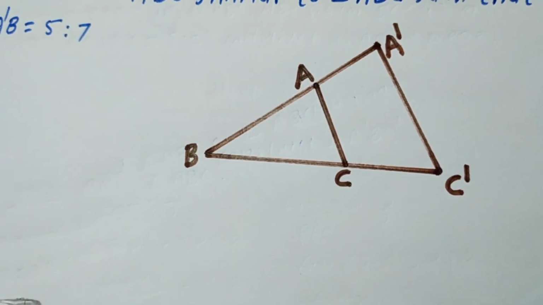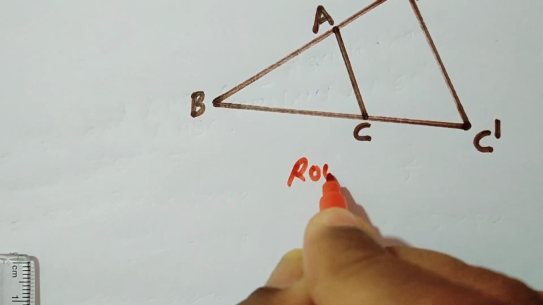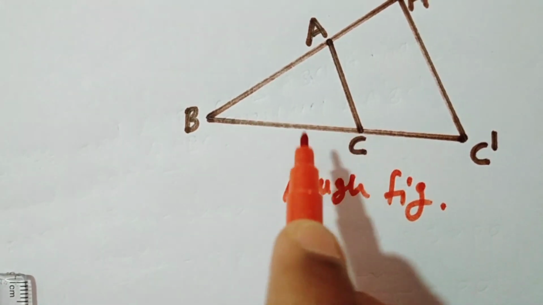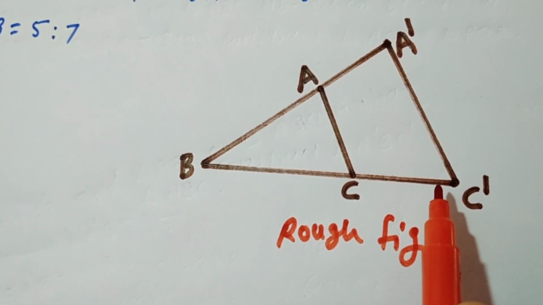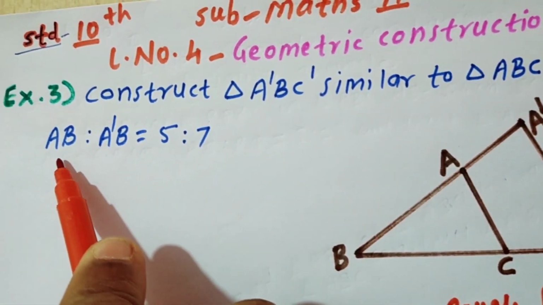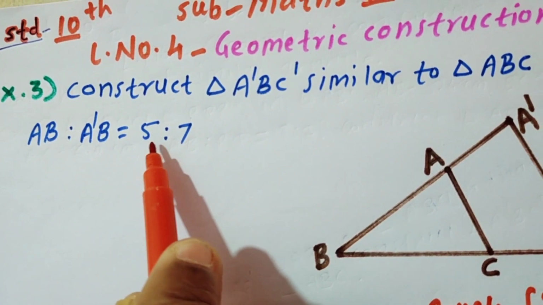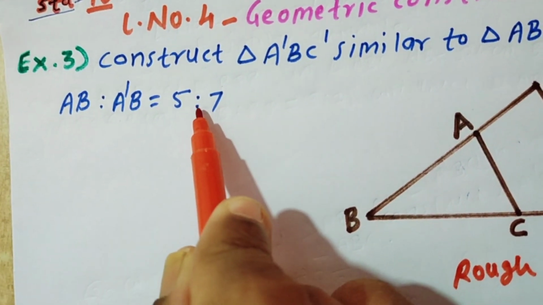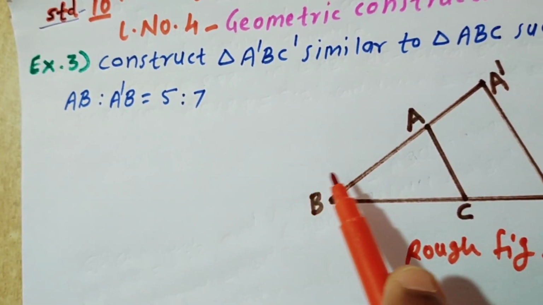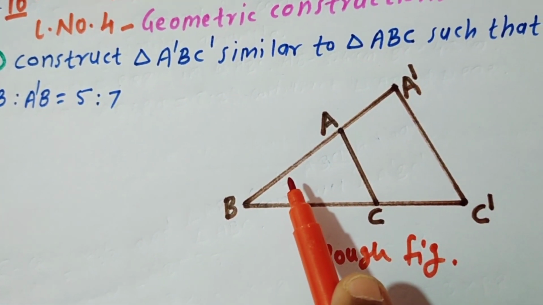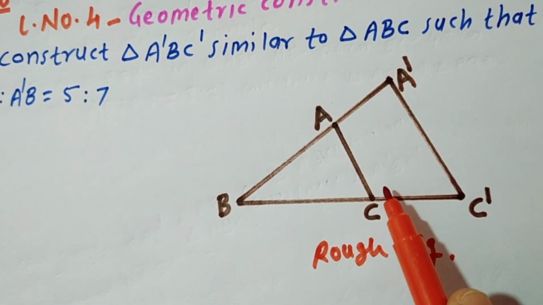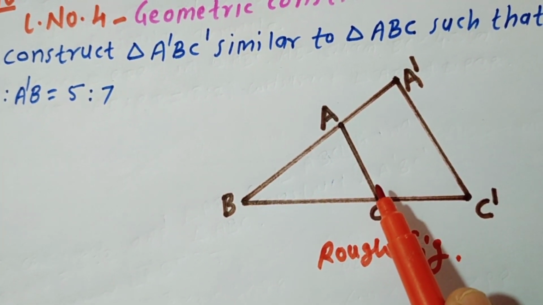Same example 3. First we have to draw a rough figure. Now see, triangle ABC is there, A'BC' is there, but why draw a figure like this? Here AB is to A'B equal to 5:7. This 5 is smaller than 7, which means AB is smaller than A'B. That's why triangle ABC is smaller than triangle A'BC'. That's why triangle ABC is coming inside triangle A'BC'. This is the rough figure. Now we have to draw the fair figure.